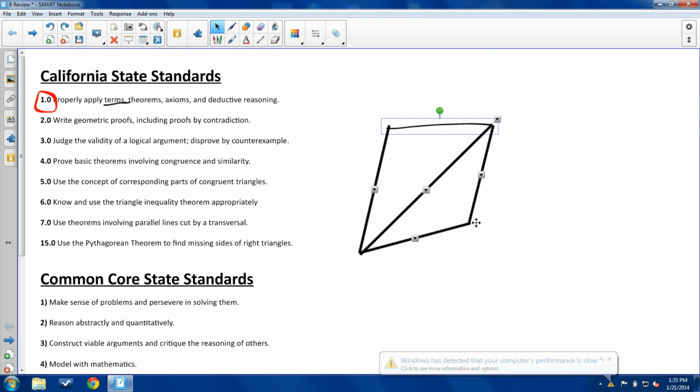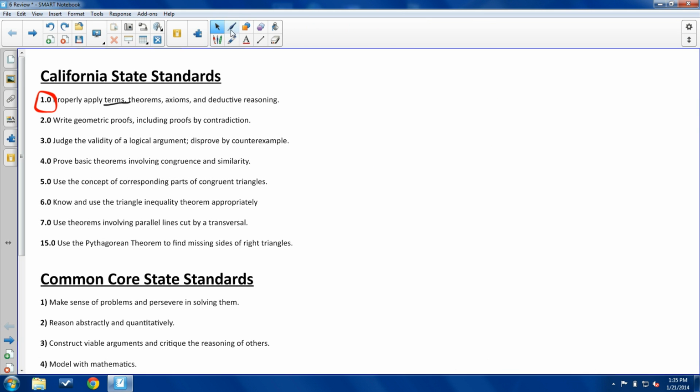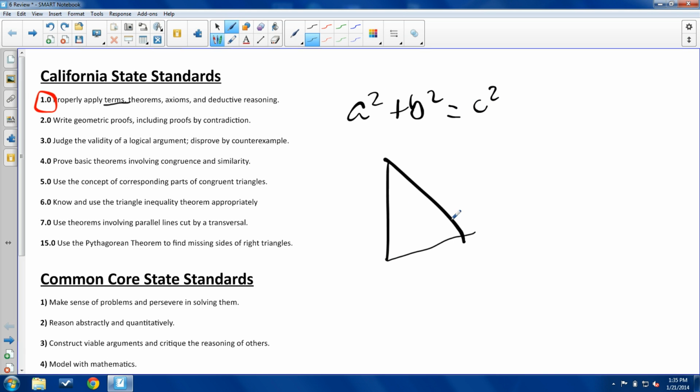Okay, theorems are things that are proven to be true. It's a statement that's been proven to be true. For instance, they have proven that a squared plus b squared equals c squared in the form of a right triangle, where a and b are your legs, and c is your hypotenuse. And the square of these two sides is the square of the longest side over here. And that's been proven to be true.